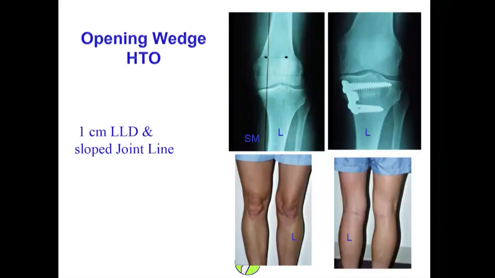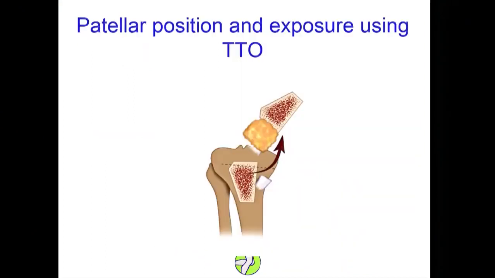So here you can see this patient was short. This was first-generation Puddu plate, but now she's equal in her leg lengths, and that's the correction we go for.